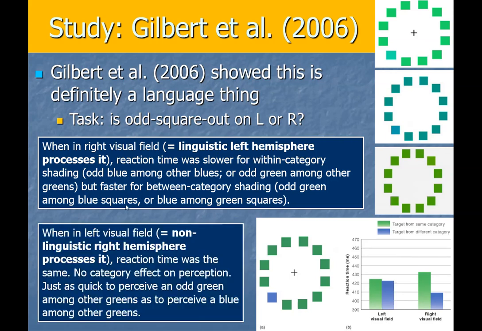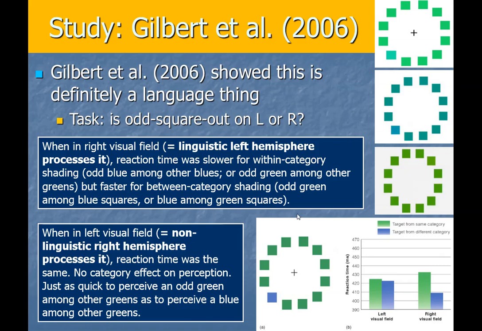But here's where it gets interesting. When the task was happening in the left half of the visual field, for example, here in this middle one on the right, we've got the odd one out in the left half of the visual field. It's a within category comparison, a blue within other blues. Here we've got a between category comparison, right? A blue within a bunch of greens. But for those where the target, the odd one out, was on the left, meaning it went to the right hemisphere of the brain, the non-language hemisphere, they found no significant difference in reaction time, whether it was a blue among greens or a blue among blues or a green among greens. That didn't seem to make a difference.